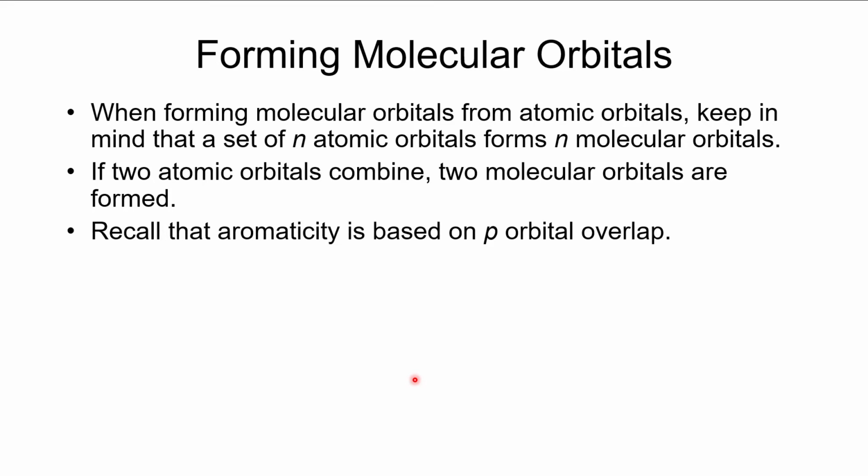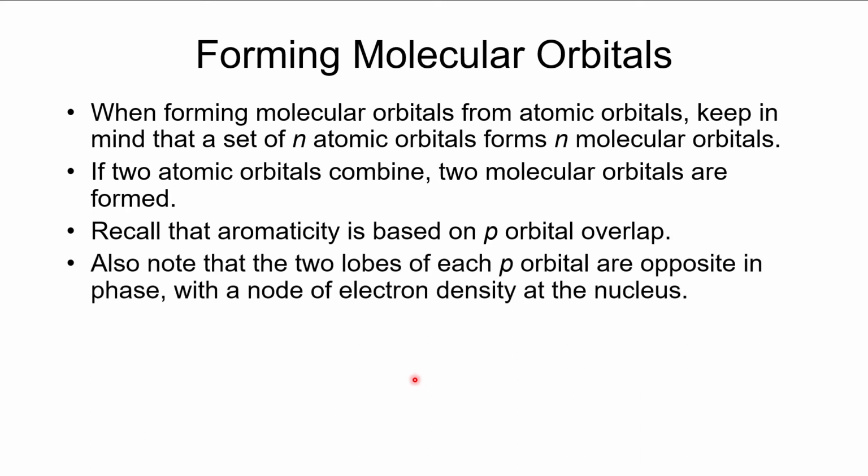Now recall, for aromaticity, we're talking about pi bonds, so we're talking about p orbital overlap, side by side p orbital overlap. That's going to be different than all the sigma bonds, because there are lots of sigma bonds in benzene or other aromatic systems, but here we're interested in just the pi bonds, so we're looking at just the p orbitals.